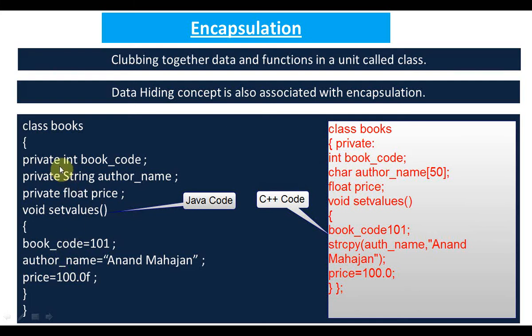Now what I mean to say is I have used access specifiers. These are called access specifiers, private. Don't worry, we will be discussing this topic of access specifiers in much detail later on. But private means these members, whatever we have declared as private, they can be accessed only and only within the class. They cannot be accessed outside the class. Hence, book code, author name, and price, these are the member data which no programmer would be able to access from outside this class books. Hence, this is data hiding, right?